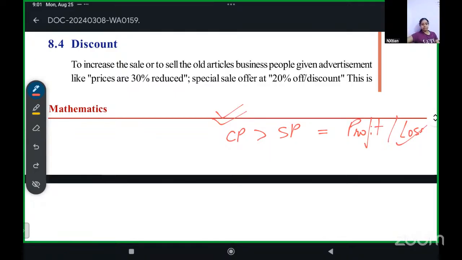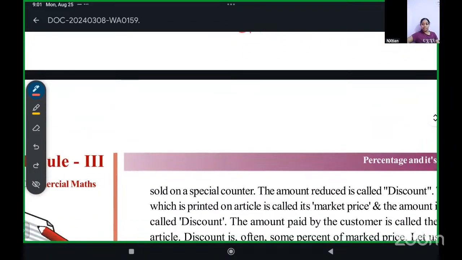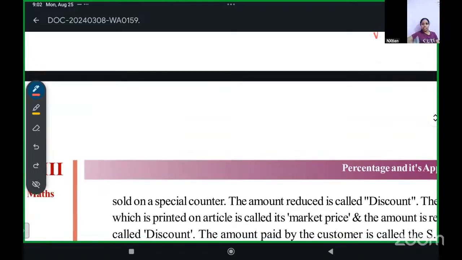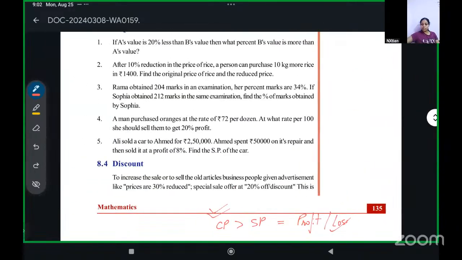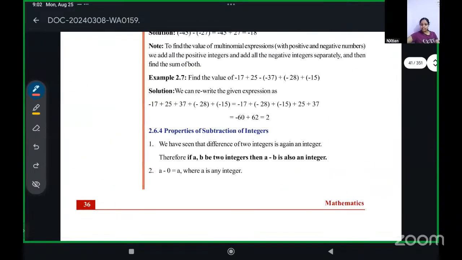Yes, Abraham. In 8.1, ma'am, will you be taking the fraction questions too? Fraction questions, yes, I will take. Ma'am, can you just show how to do them again? Yes.